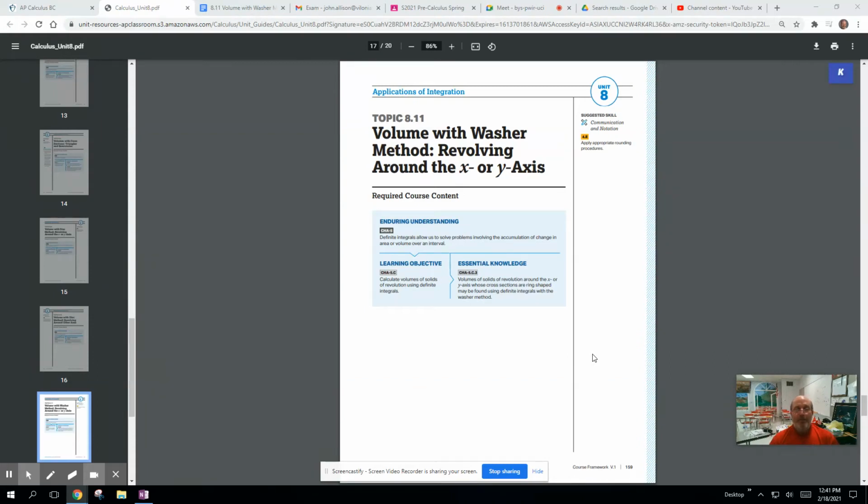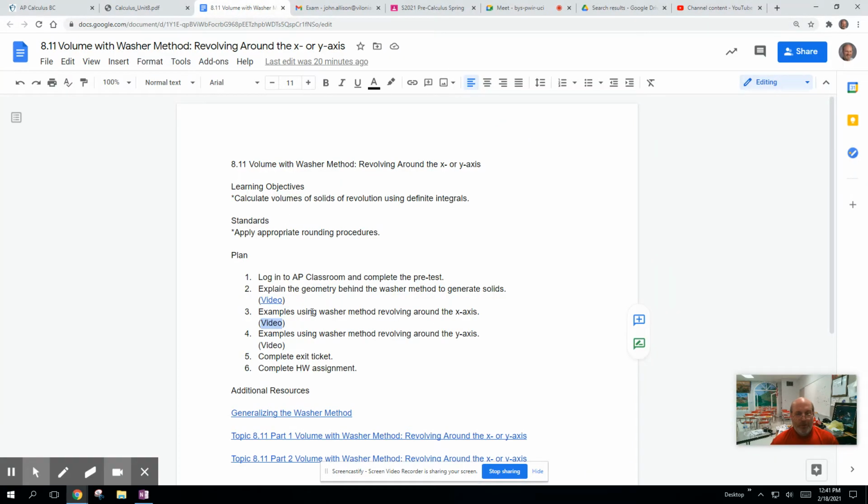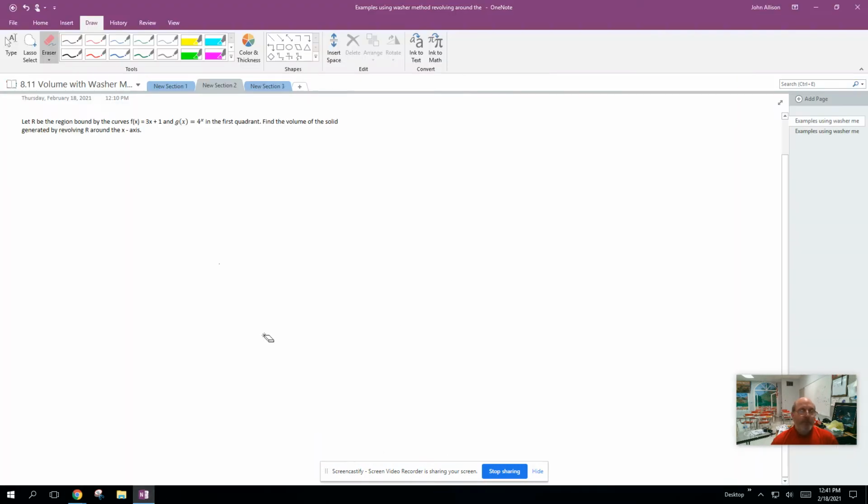Okay, we're back again with part 2 of topic 8.11, volume with washer method revolving around the x or y-axis. This time we're going to do some examples using the washer method to revolve around the x-axis.